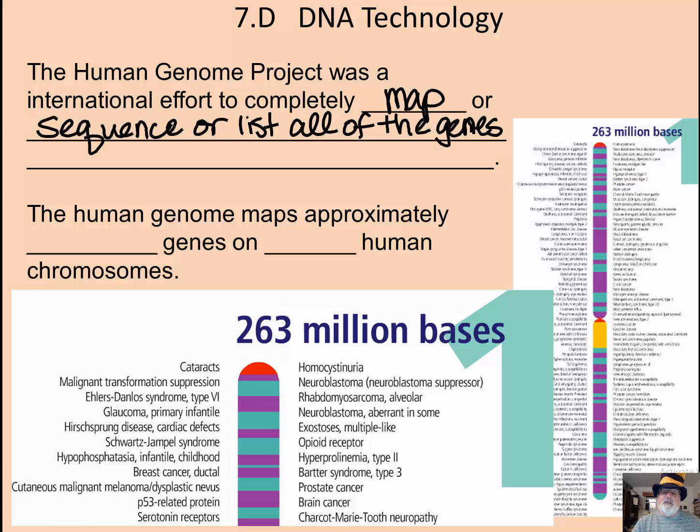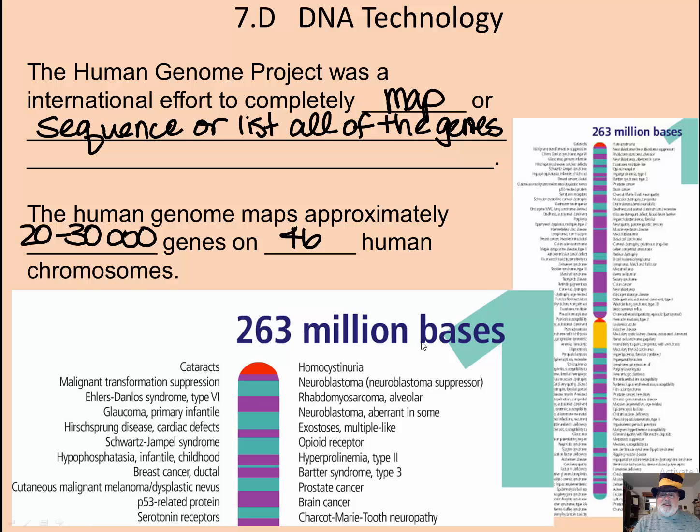And this is a sequence or a list of all the genes inside of a human genome. And we found out that we have somewhere between 20 and 30,000 genes, and all of those wrapped up on 46, really 23 chromosomes. This is one of the chromosomes. This is actually chromosome 1. And you can see this individual chromosome has 263 million bases.